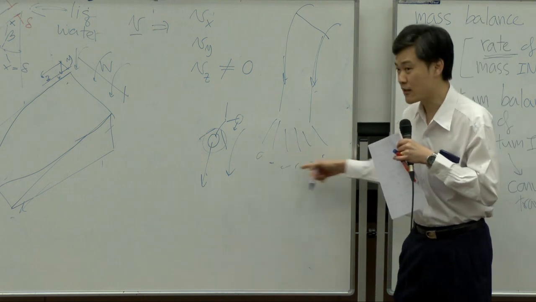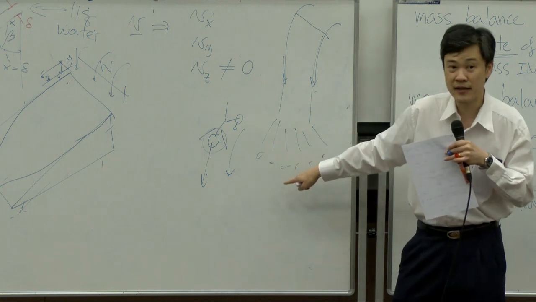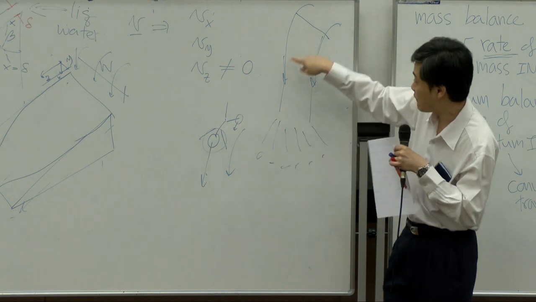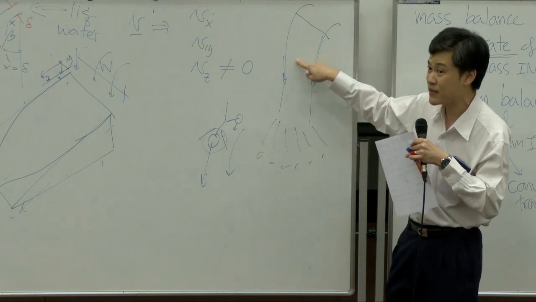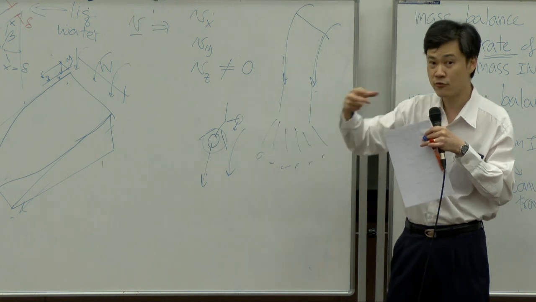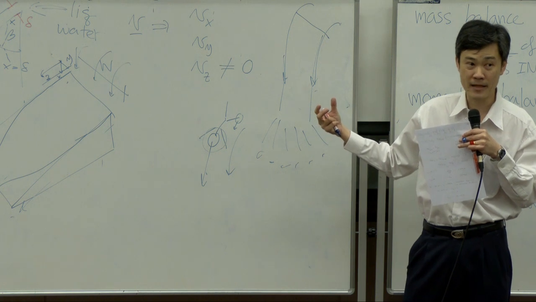Why do we have a lot of splash? Because water around here experiences acceleration. The velocity of these droplets is higher than the velocity here, and it cannot keep it constant anymore. So that's why it splits into several droplets. Understand?